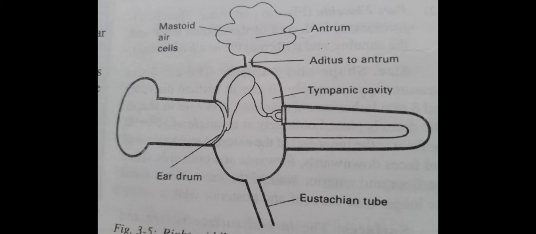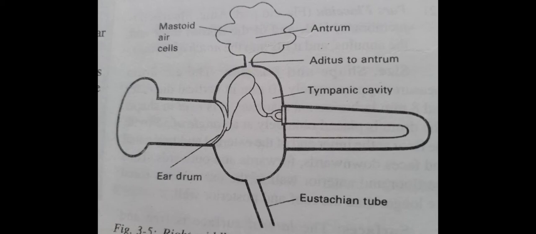Okay, so this is the tympanic cavity. And third part, that is mastoid. This one is mastoid. The parts of mastoid are three parts, that is aditus to antrum, mastoid antrum, and mastoid air cells.